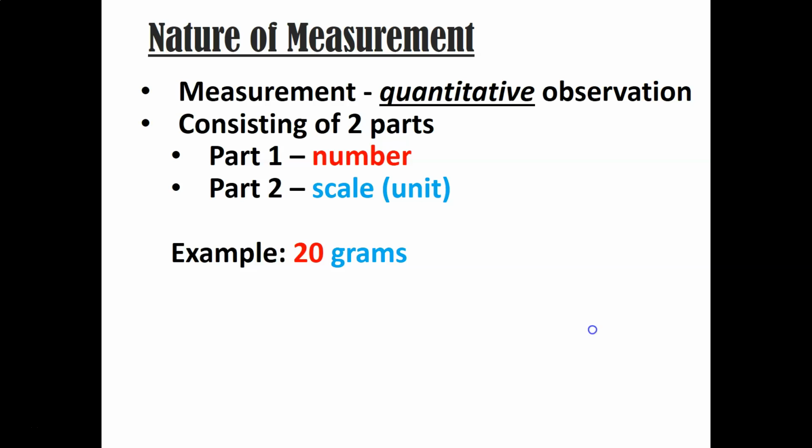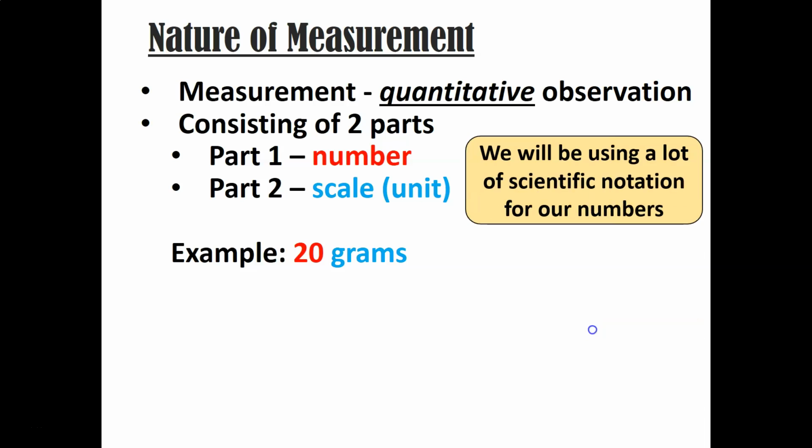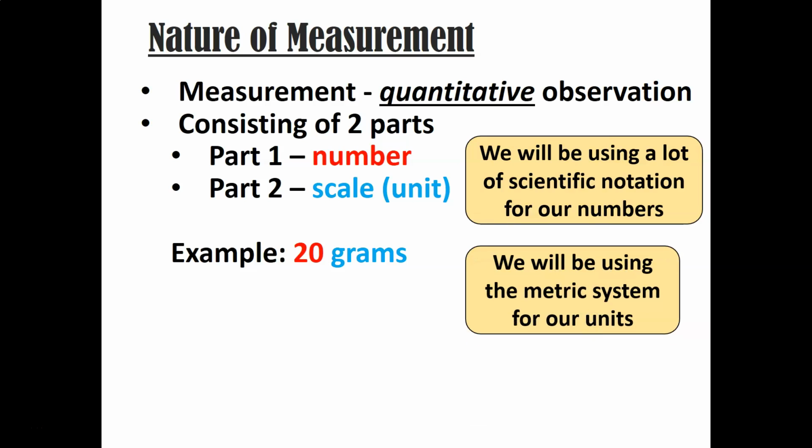So we'll use a lot of scientific notation. We'll be using metric system for our units. If you don't put units on things, you get no points. I really need you to understand the difference between numbers in a math class and measurements in a science class. So the phrase that we often say in chemistry is no units, no points. So please realize that a complete answer is going to need both of these parts.